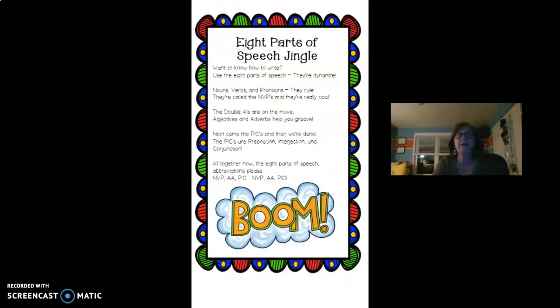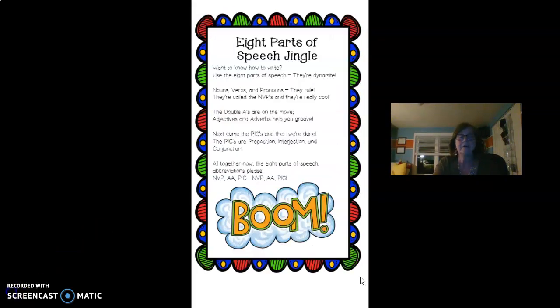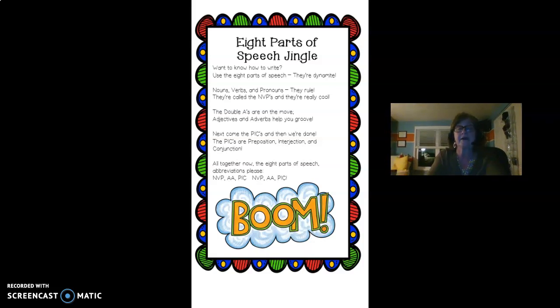Want to know how to write? Use the 8 parts of speech. They're dynamite. Nouns, verbs, and pronouns. They're really cool. The double A's are on the move. Adjectives and adverbs help you groove. Next come the picks and then we're done. The picks are preposition, interjection, and conjunction. All together now, the 8 parts of speech. Abbreviations please. NVPAA pick.